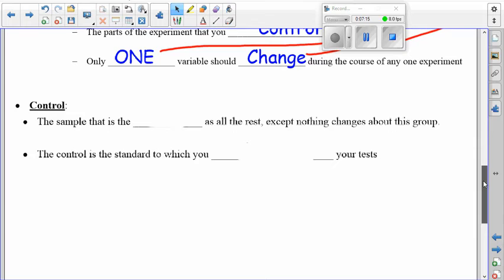All right, now you do need a control for anything. Okay, so we've sometimes called the control our normal. Sometimes we refer to that as the normal.